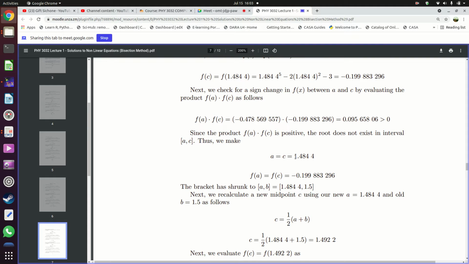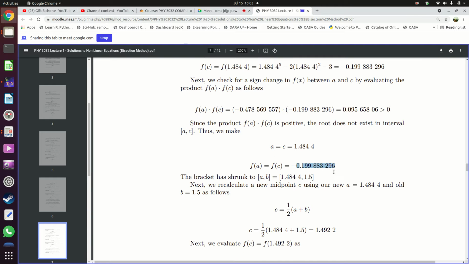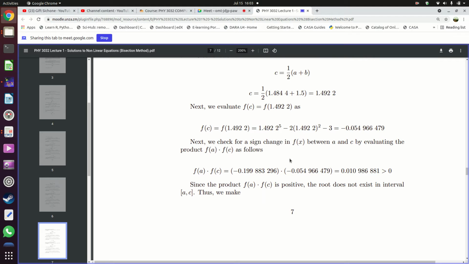Your A is now 1.4844, and at f of A, this is the value of the function. It's negative. And we have just found out that our f of C also is negative here. So you multiply f of A times f of C, then you're going to end up with this negative number multiplying another negative number, so you end up with a positive number again, which is greater than 0. So this is telling you that between A and C, there is no root. Are we clear?